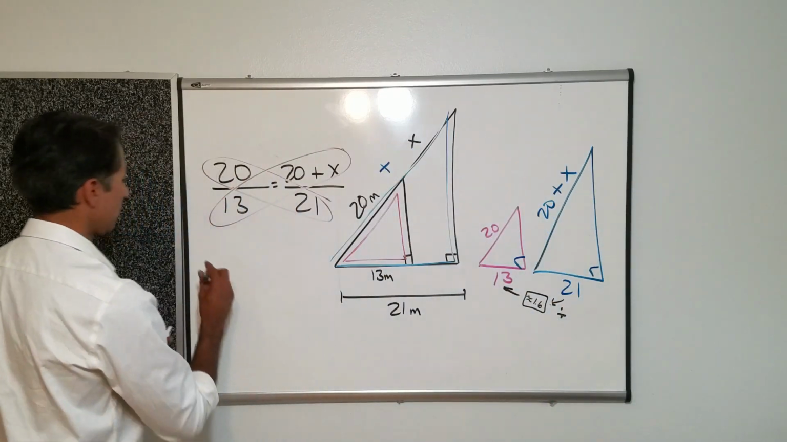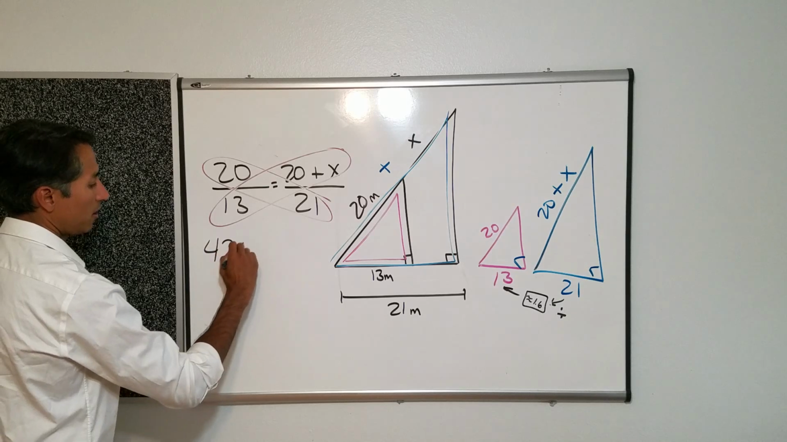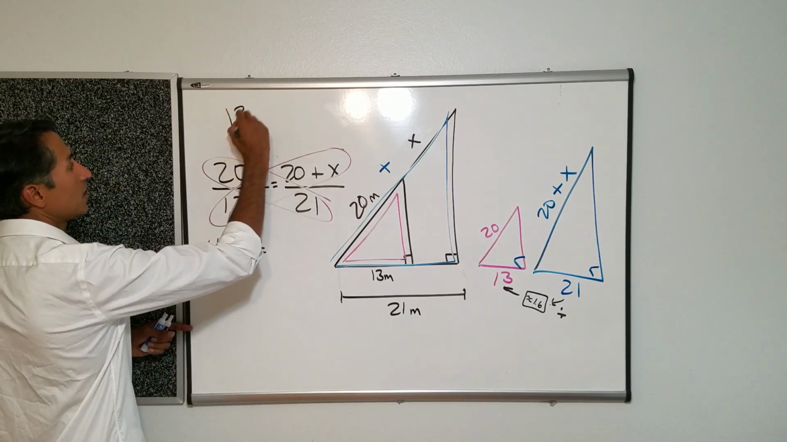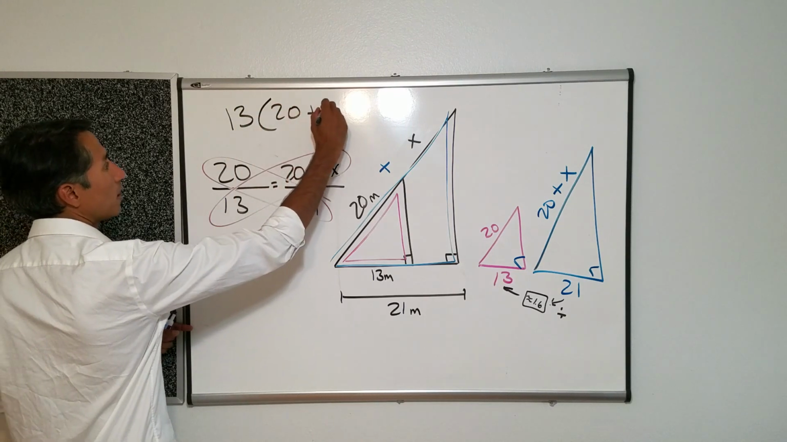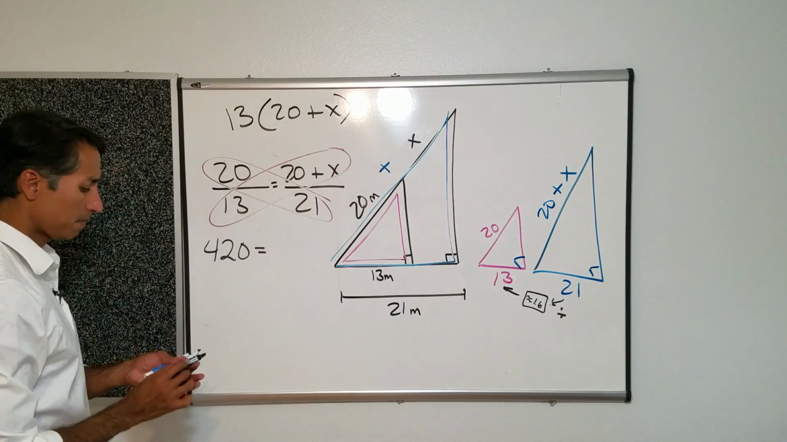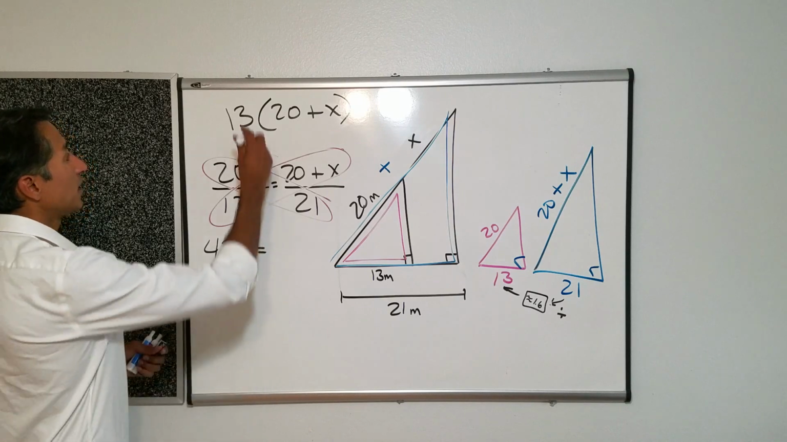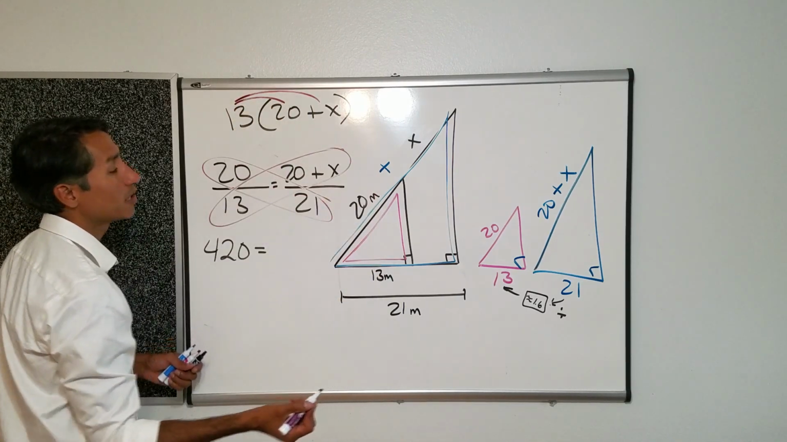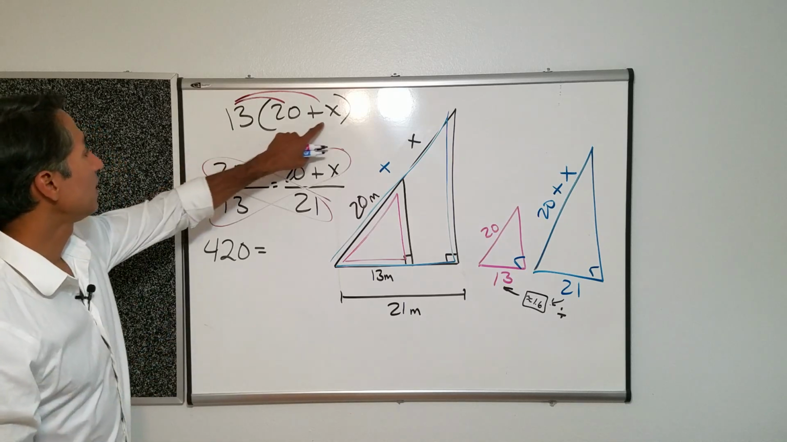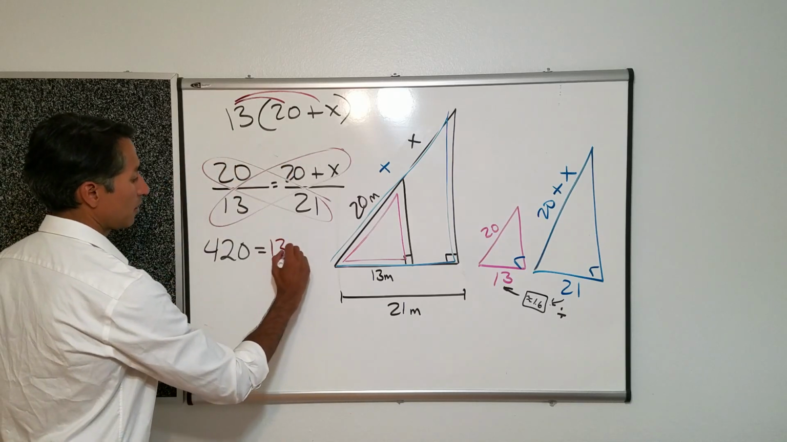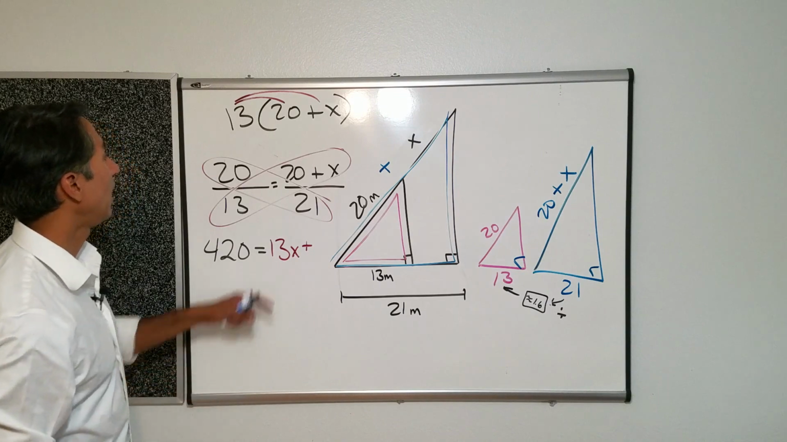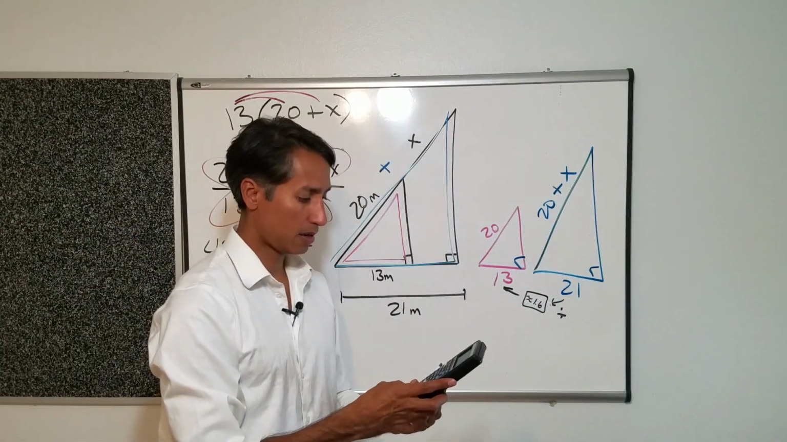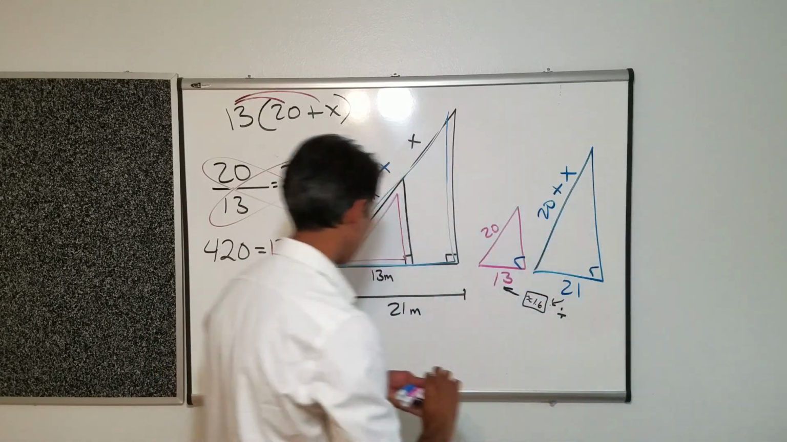420, all right? So we have 420 equals, now this is 13 times 20 plus x, okay? You've got to distribute the 13 equally to both. So I always draw these rainbows to remind me what's going to happen. 13 times x is 13 x's, and 13 times 20 is 260.